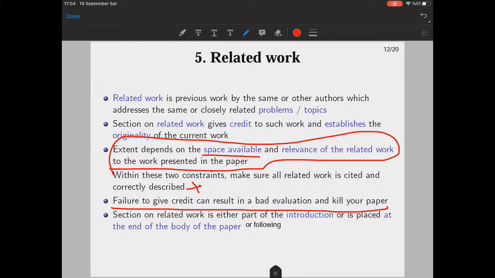The section on related work is either part of the introduction or following the introduction. It's classical, this one, following the introduction, or it is placed at the end of the body of the paper. It is also very common in applied research to put the related work at the end of the body of the paper as well.